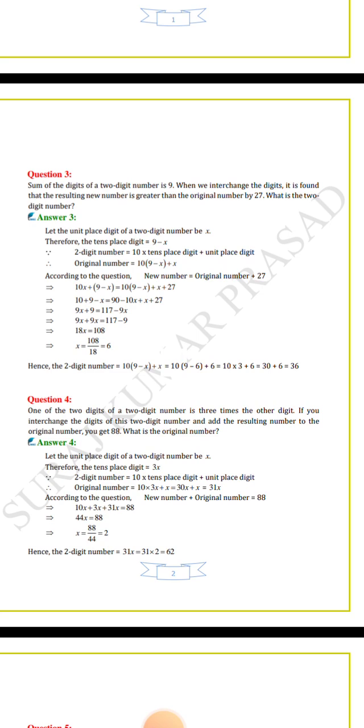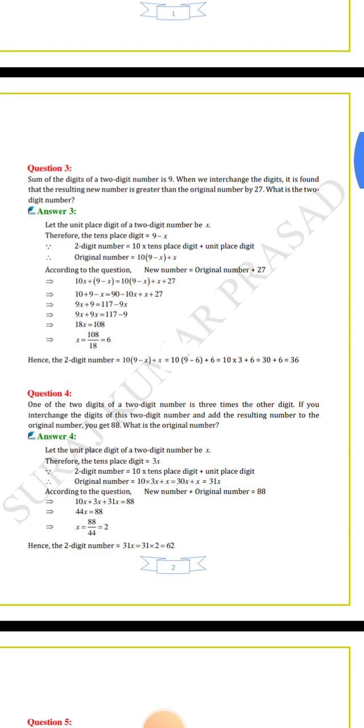If we send minus 9x to the LHS, it becomes plus 9x, and plus 9 to the RHS, it will become minus 9. Then we can get 9x plus 9x equals 117 minus 9. So we can get 18x is equal to 108. If we send 18 to the RHS, it divides, so we can get x is equal to 108 by 18. So the x value is 6.